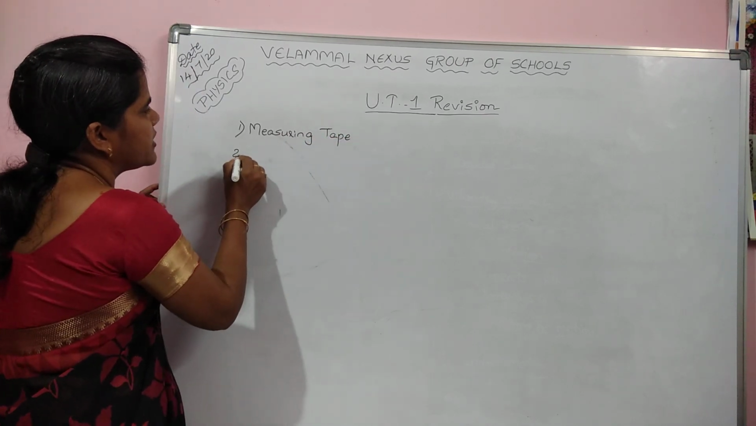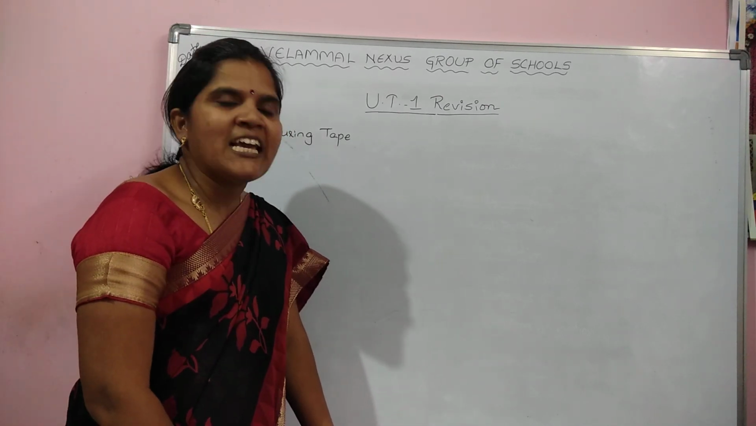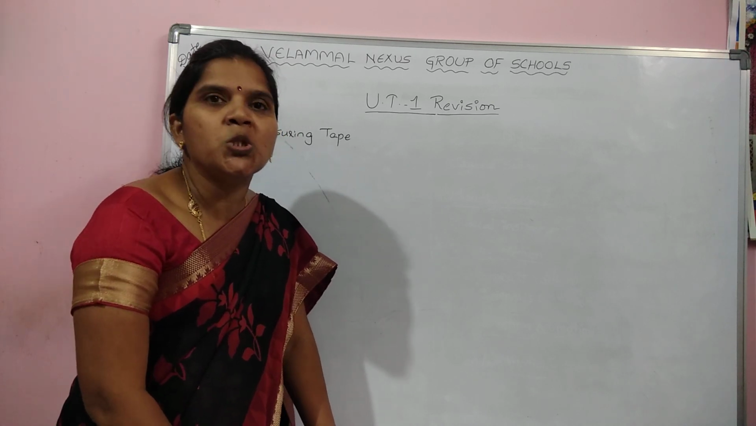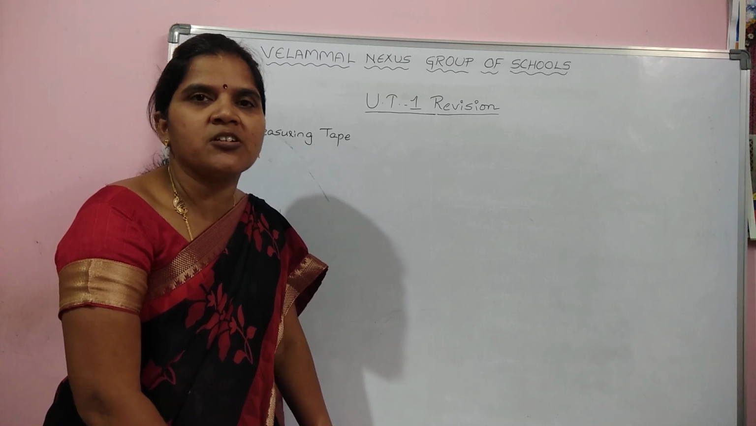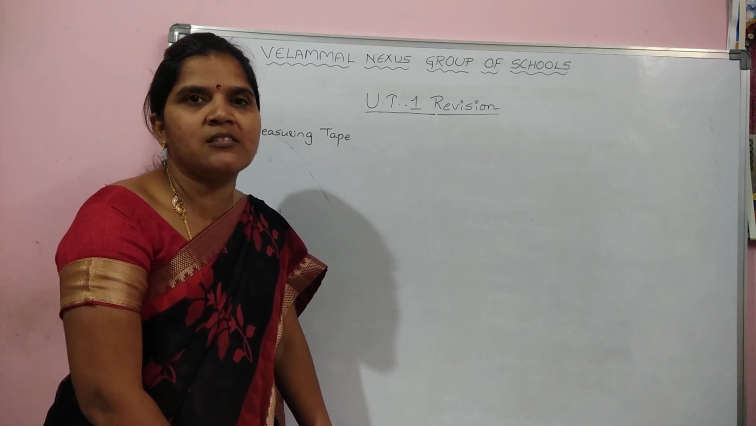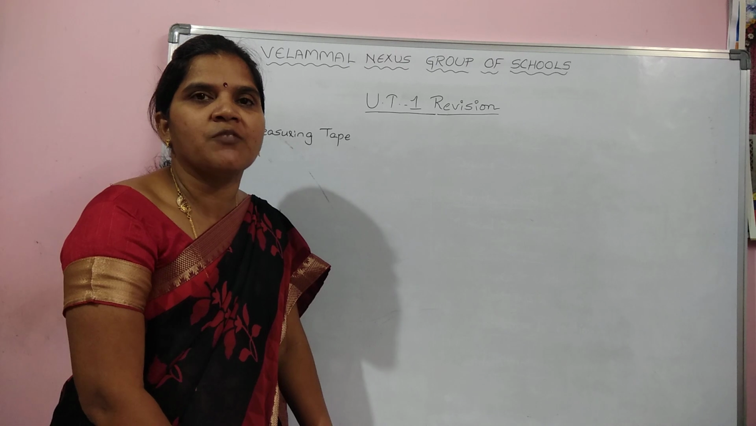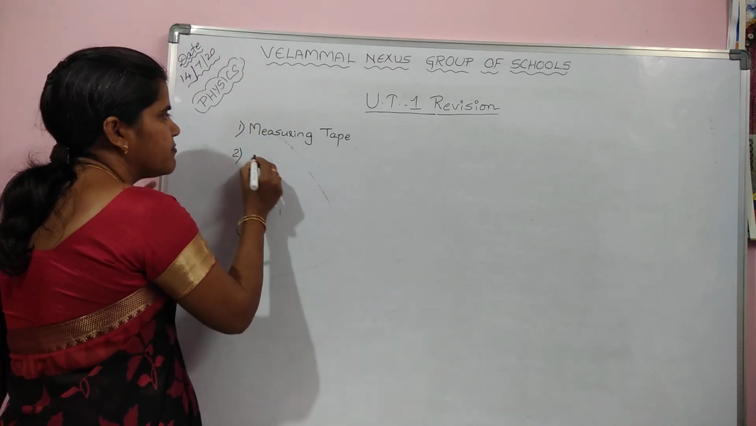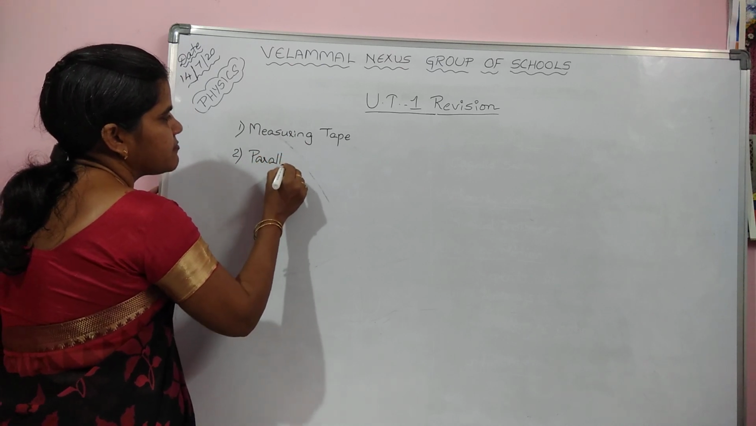Bit number 2, children. The error while taking the reading due to the wrong position of the eye. What is it? Once again I repeat, the very important bit in the CBSE exam, children. The error in taking the reading due to wrong position of the eye is called dash. The answer is parallax error.